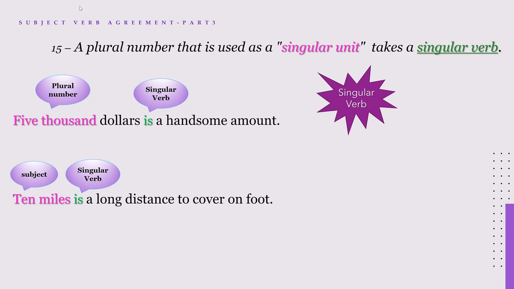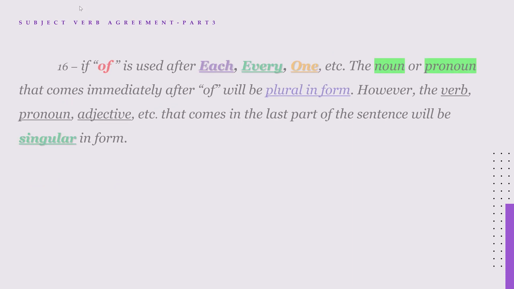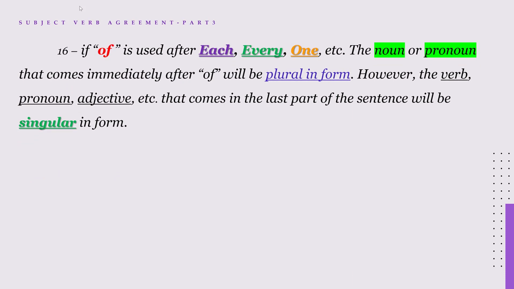Let's move on to rule number 16. If the word of is used after each, every, one, the noun or pronoun that comes immediately after of will be plural in form. However, the verb, pronoun, or adjective that comes in the last part of the sentence will be singular in form. It's a bit tricky. Let me show you some examples.